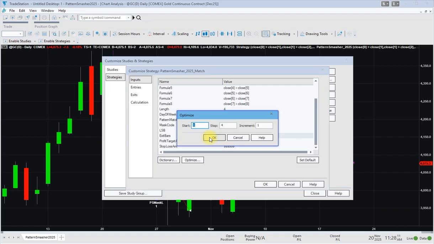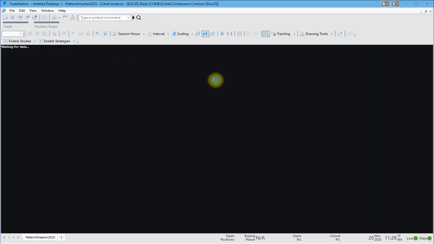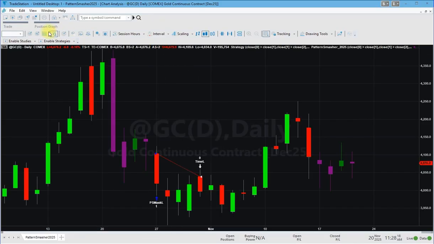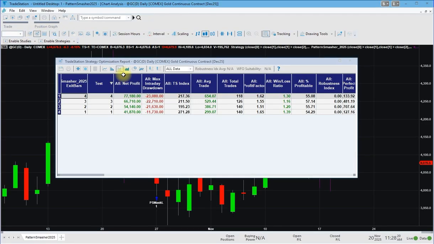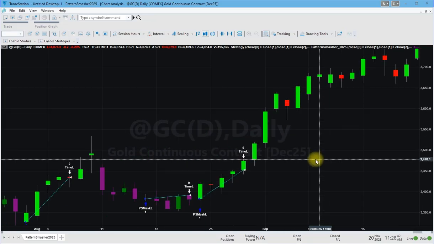Let's go 1 to 4 and just see what produces the best results using that particular pattern, pattern 2. And let's look at the optimization results. Actually, holding on to the pattern for 4 days was better. Not much better. The LTS index is still just about the same. And that's using no trade management whatsoever. And you can tell this doesn't hit very often.